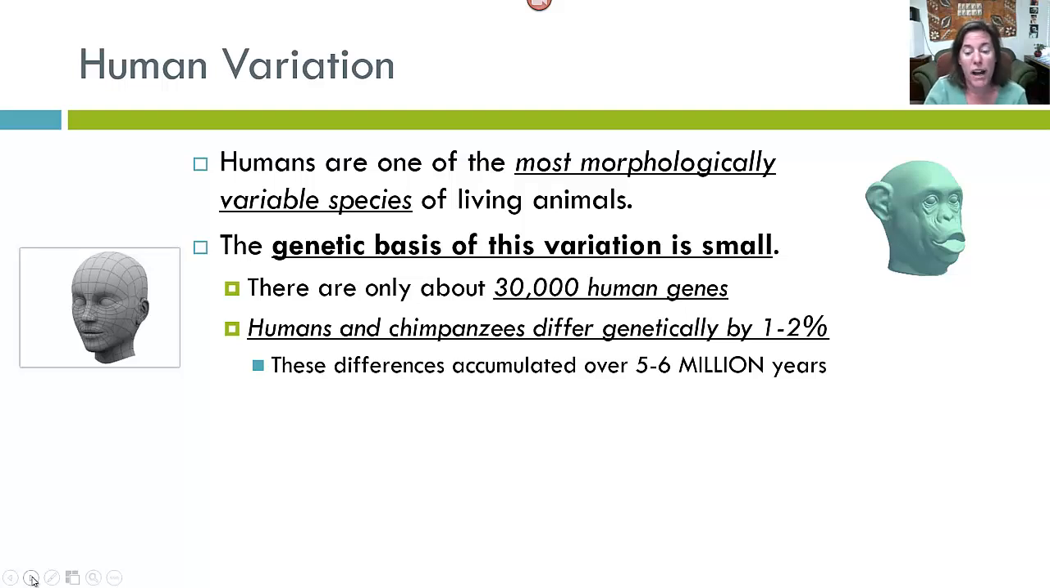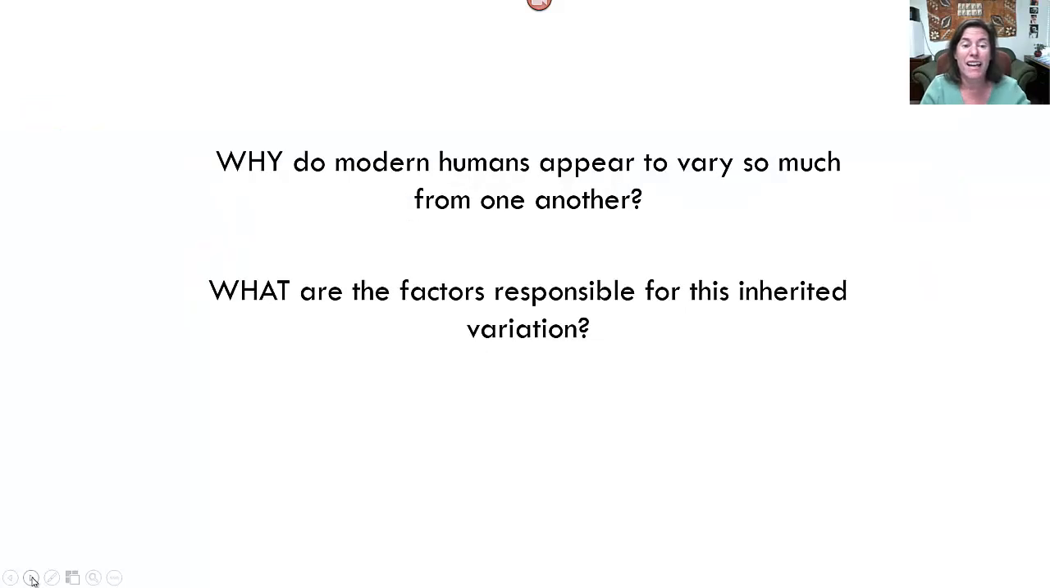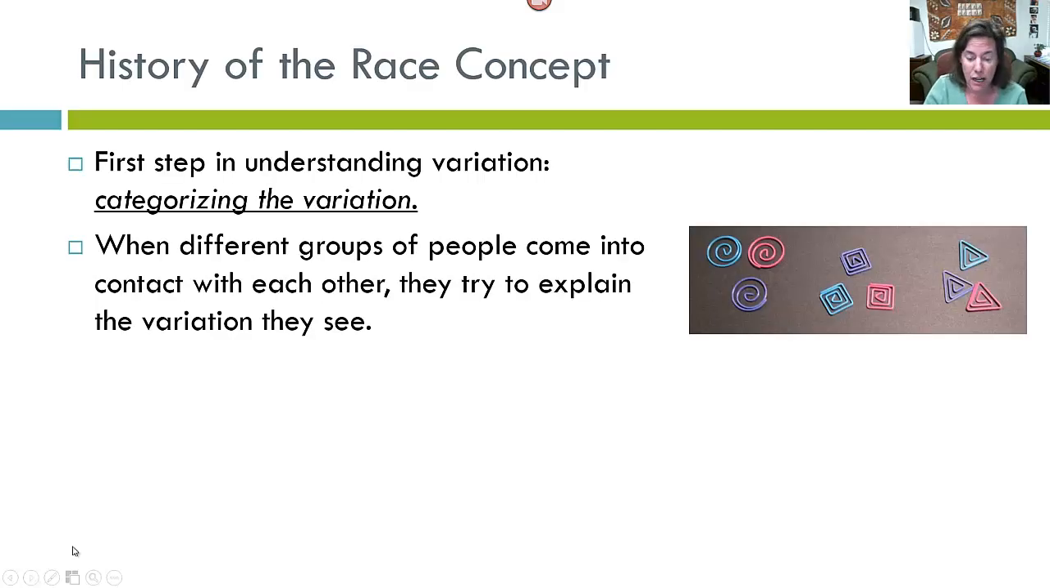And similarly, biochemical evidence shows that humans and chimpanzees differ by as little as 1 to 2%, and that those differences accumulated over 5 to 6 million years. Given these facts, the questions that we need to ask are, why do modern humans appear to vary so much from one another, and what are the factors responsible for that inherited variation? The first step in understanding human variation is characterizing the variation.